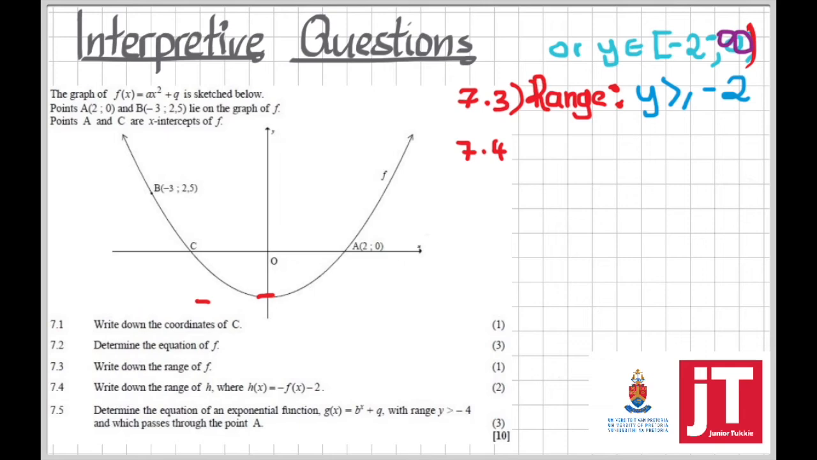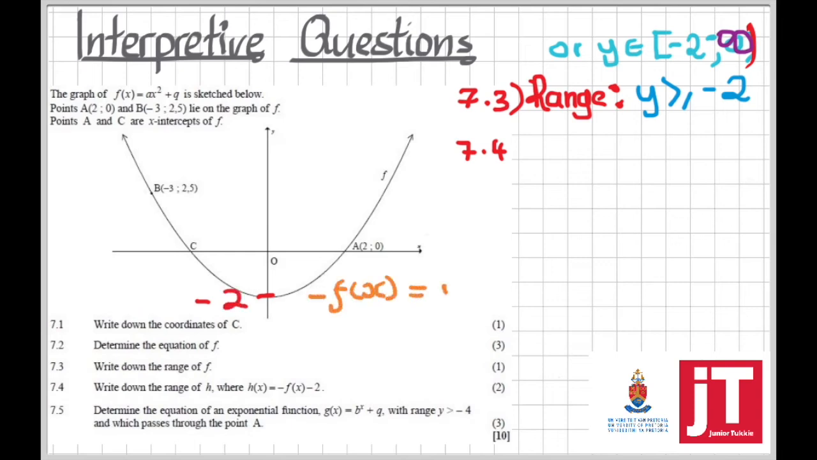All right. We move on to 7.4. For 7.4, they say write down the range of h, where h of x equals minus f of x minus 2. You should recognize that h of x has been transformed. There's a double transformation that has taken place. The first one is a reflection in the x-axis, followed by a shift of 2 units down. But let's illustrate that to give a bit of context. We know that the lowest value is minus 2.